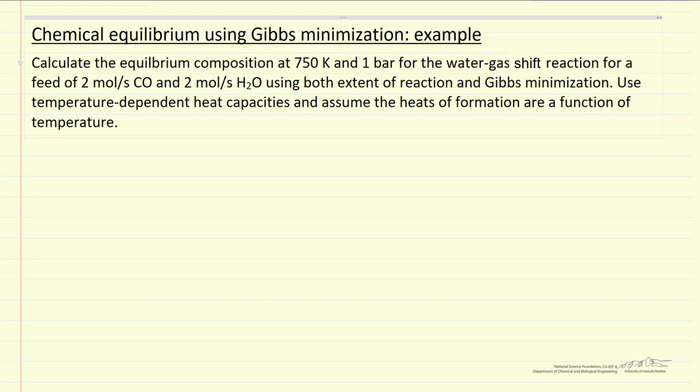In this example, we're going to look at calculating the equilibrium composition for the water-gas shift reaction, where we feed carbon monoxide and water to make hydrogen and carbon dioxide. We're going to look at carrying out the calculation by using extent of reaction and equilibrium constant, and we're going to compare that to using Gibbs minimization.